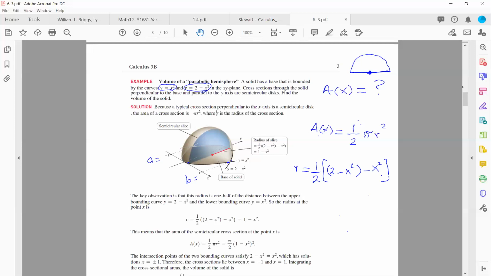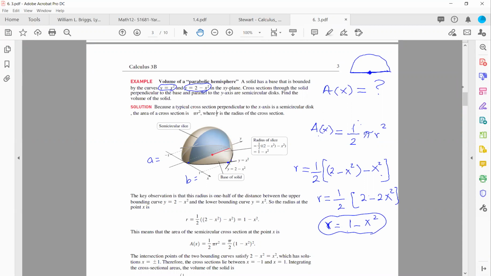This is the area. We have half of the distance. It doesn't go through the whole. So we have to multiply our radius by a half. So our radius is going to be a half of 2 minus 2x squared. Your r is equal to 1 minus x squared.